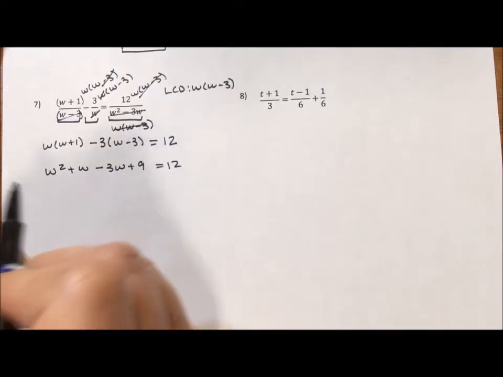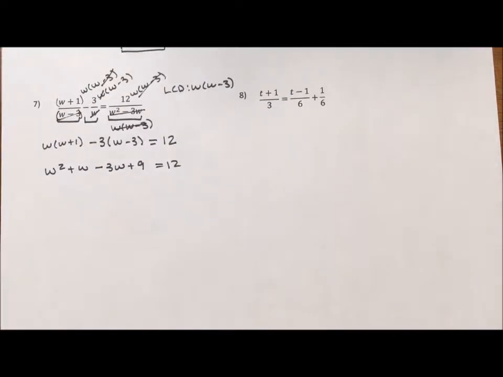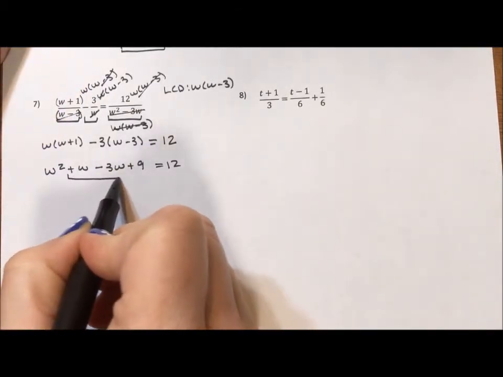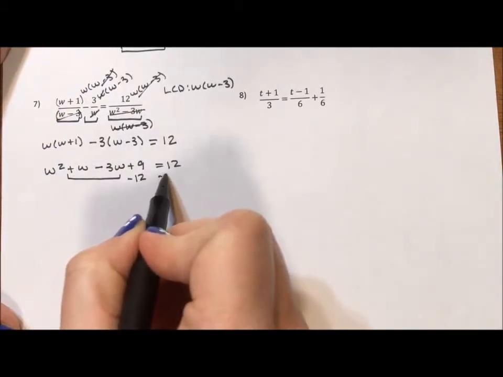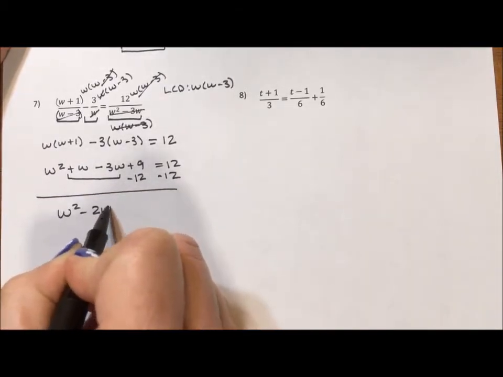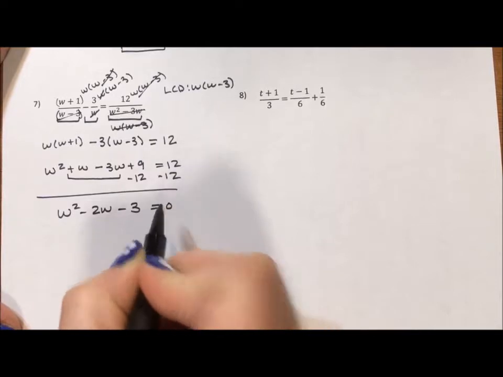Now, because of the w squared, I'm going to have to factor to solve, which means I have to get it equal to 0 before I can do anything else. So if I combine my like terms and subtract 12 over, I get w squared minus 2w minus 3 equals 0.